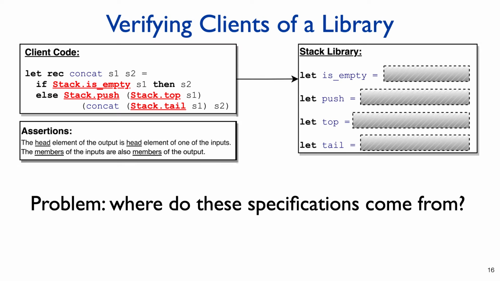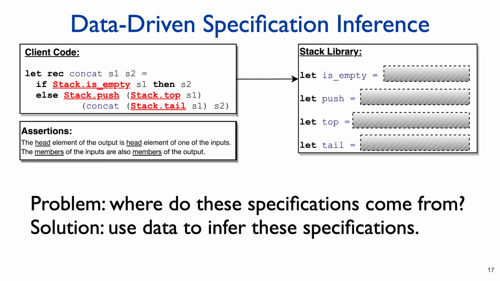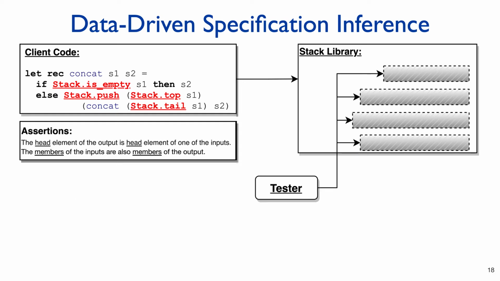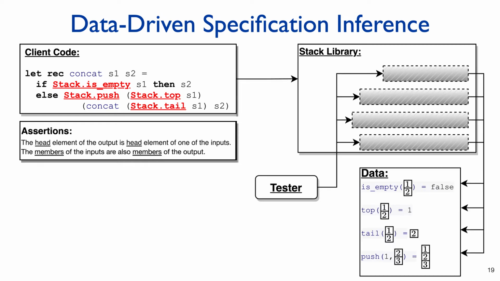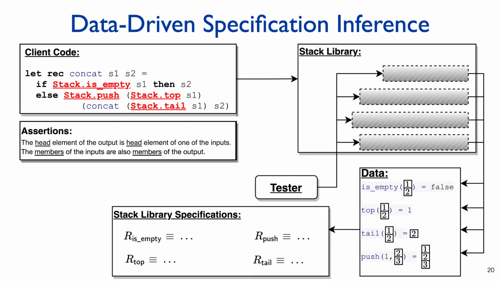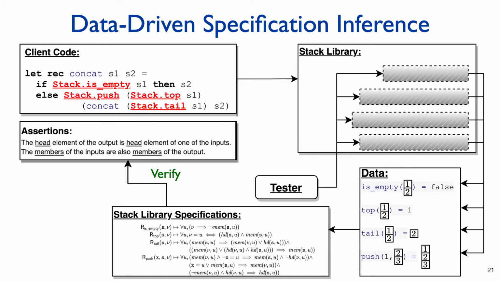But where do these specifications come from? Most libraries do not provide specifications. So the solution is to use data to infer these specifications. Intuitively, we can have a tester which can generate some random inputs, and we execute this black box implementation over these inputs to get some data. And we use this data to infer some specification which can verify the assertions.